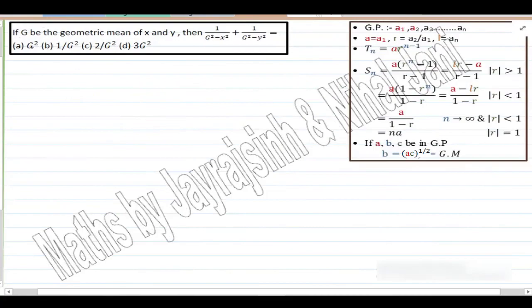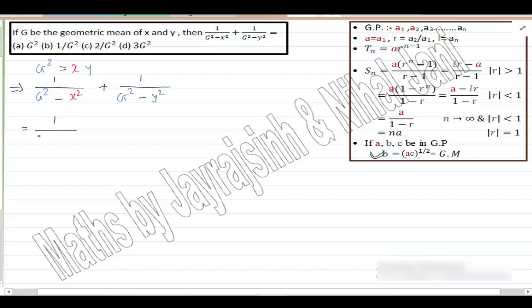Here we have one question on geometrical mean. The question is, if G is the geometrical mean of x and y, so we can use the formula of geometrical mean, and we can say our G square is equal to x into y, right? Okay, then we have to find this term. So first of all, let's write down the term. So here we have, now put the value of G square.